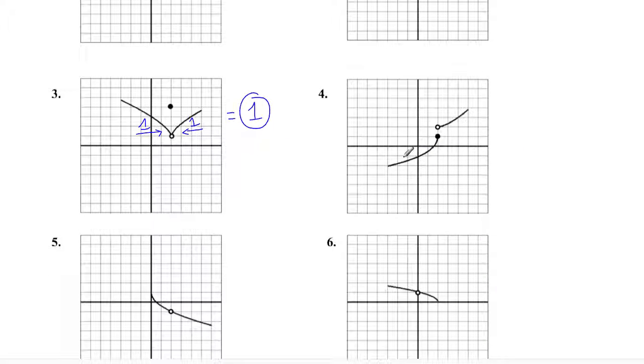Over here for number 4, we can see that as we approach this function from the left, we are approaching a y value of 1. Whereas as we approach from the right, we're approaching a y value of 2. Even though this function exists at the point x equals 2, because we're approaching 2 separate y values, yet again, the limit does not exist.